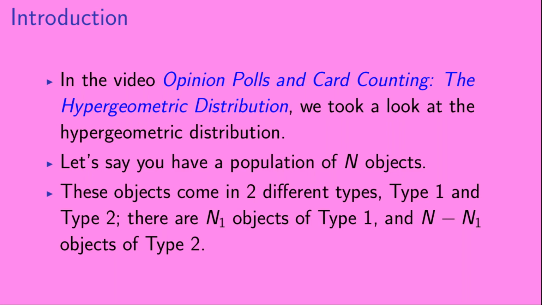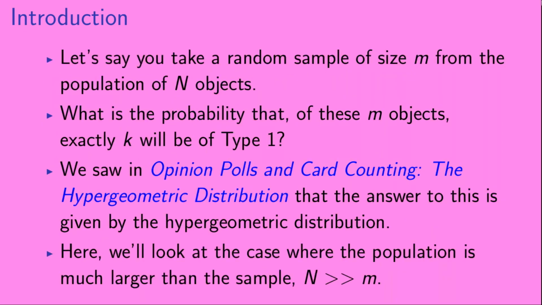Let's say you have a population of n objects. These objects come in two different types, type 1 and type 2. There are n1 objects of type 1 and n minus n1 objects of type 2. Let's say you take a random sample of size m from the population of n objects. What is the probability that, of these m objects, exactly k will be of type 1?